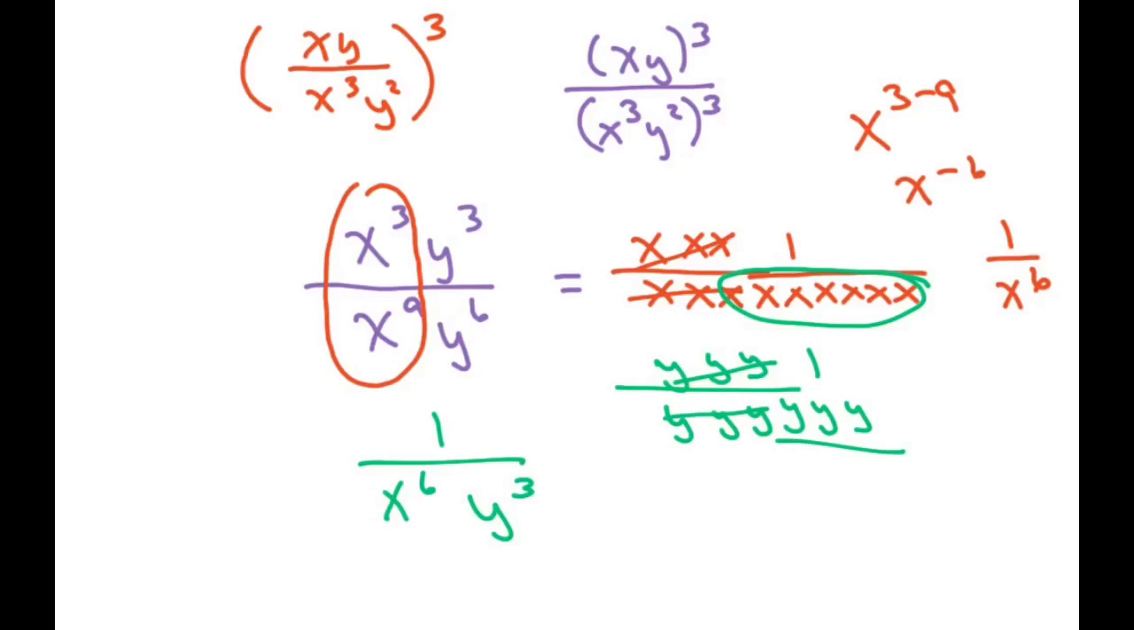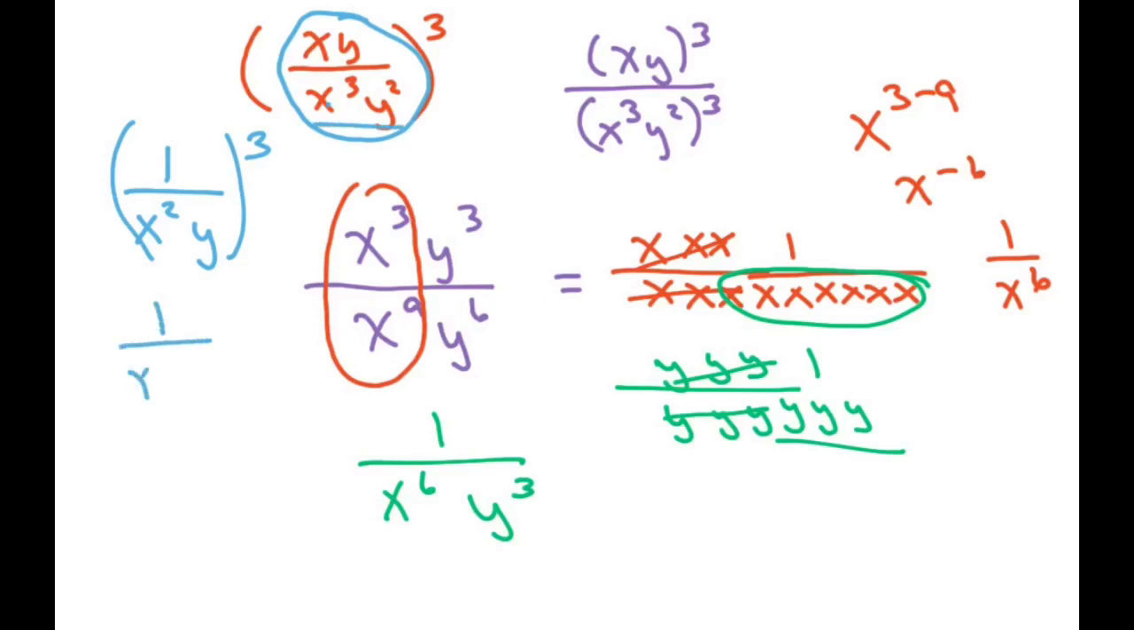Now, it might have been easier if you'd have simplified this first. We could have done that. If you simplified this first, you'd have gotten 1 over x squared y, and then cubed everything. Because you could have just simplified this part. So that would have been 1 over x to the 6th and y cubed. You get the same results. I think going this route is a little easier.